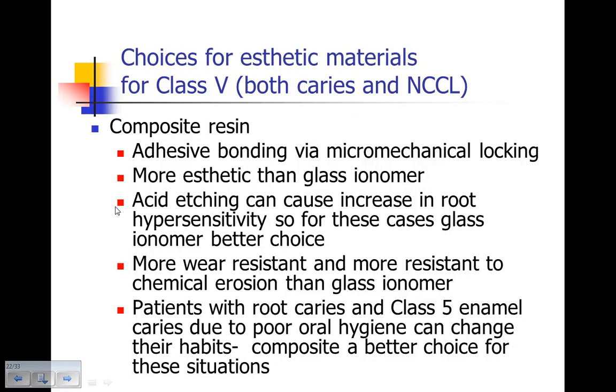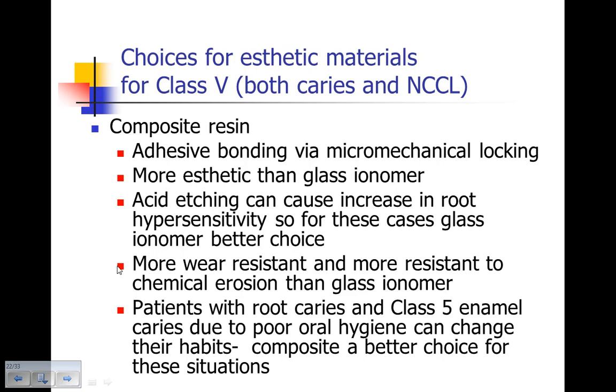Our consideration is if the patient has dental hypersensitivity, we may shy away from using the composite, because the acid etching may cause an increase in root hypersensitivity for these cases. For these cases, the glass ionomer is a better choice. In fact, during finishing and polishing of a composite resin on a Class V on a root surface may lead to an increase in sensitivity.